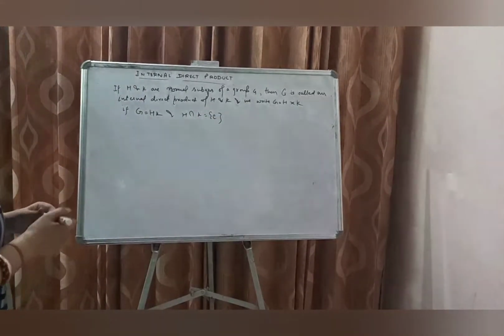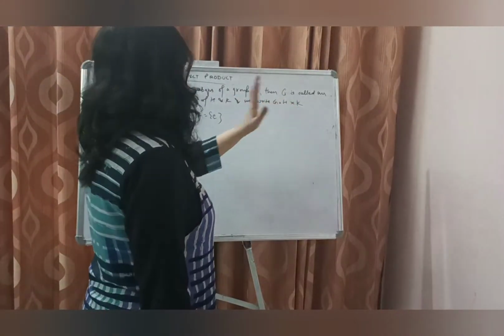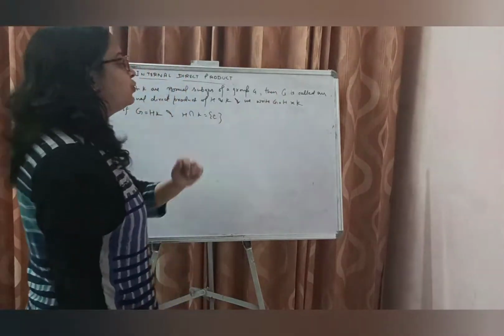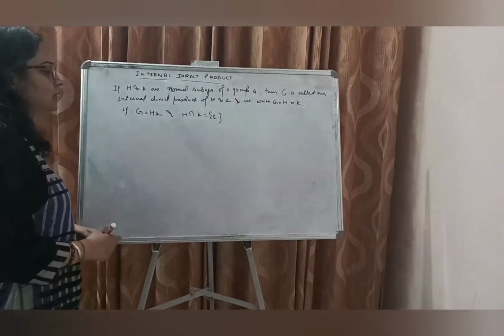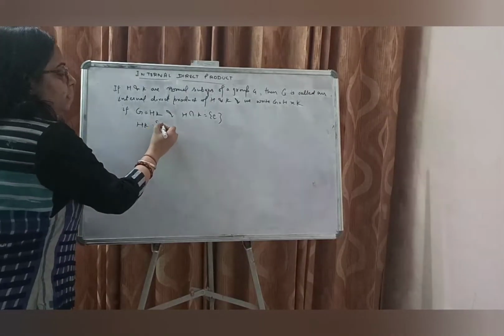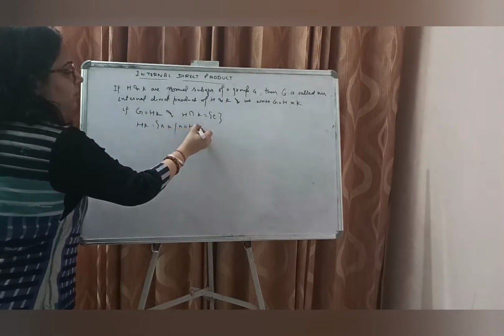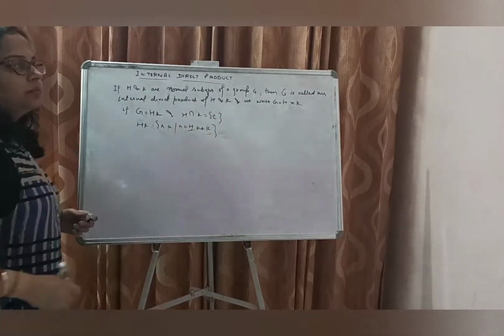Alright, so if H and K are normal subgroups of a group G, then G is called an internal direct product of H and K, and we write G is equal to H cross K if G is equal to HK and H intersection K is E. Now what is HK? If H and K are any two subgroups, then HK will be equal to the elements h dot k, where h belongs to H and k belongs to K. H and K are normal subgroups of G.